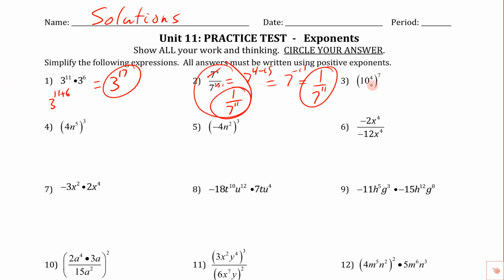Okay, let's take a look at the next one. This is where we've got 10 to the 4th raised to the 7th. This is a power raised to another power. If we do that, then we multiply the exponents. So this would be 4 times 7. That's going to be 28. Go ahead and circle that.